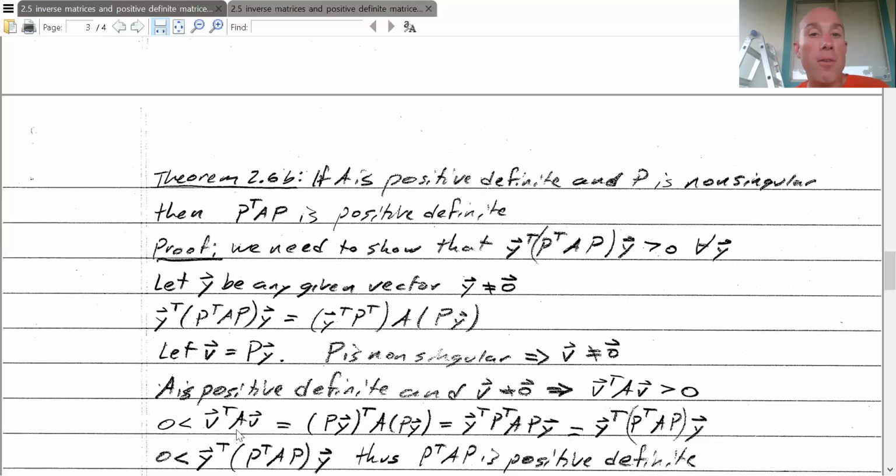Well, A is positive definite, so I know that this is positive. Therefore, this is positive. Therefore, this is positive, and therefore, the thing I was working with originally is positive. We've got it. So here we can see that p transpose A p, if I multiply each side by any non-zero vector, I'm going to get a positive number.